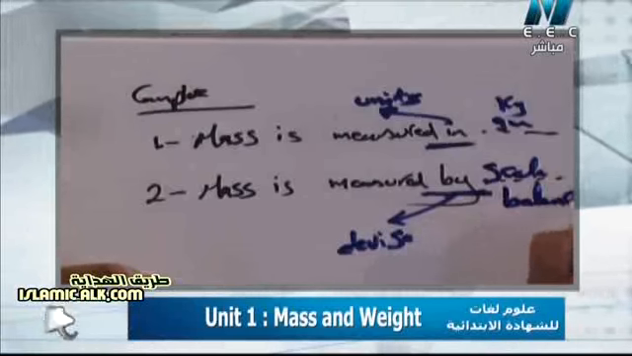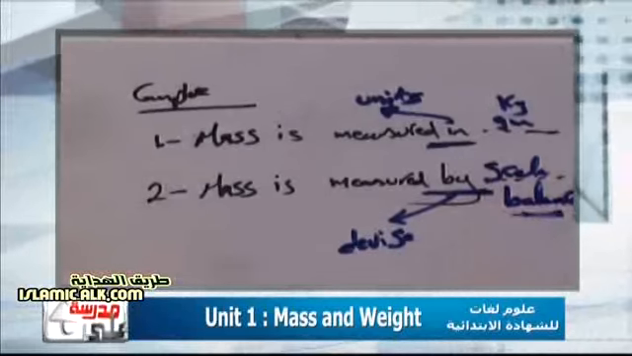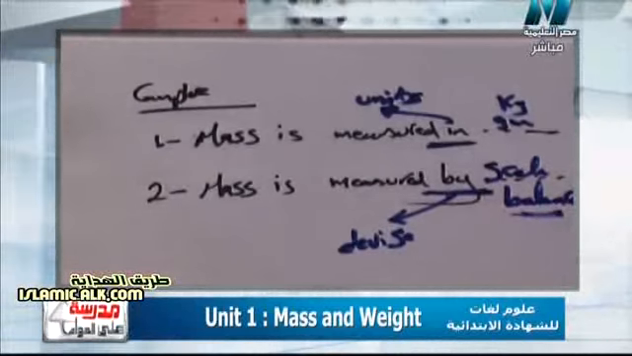So we must differentiate strongly between the two. "Measured in" needs the unit; "measured by" needs the device, such as a balance scale, two arm scale, one arm scale, digital, and so on, and any device which we have studied today. So now let's start the weight.